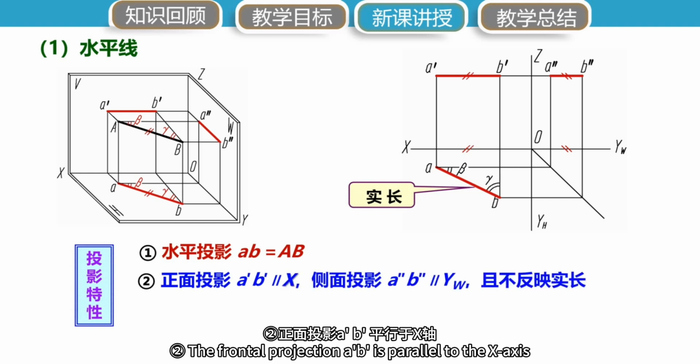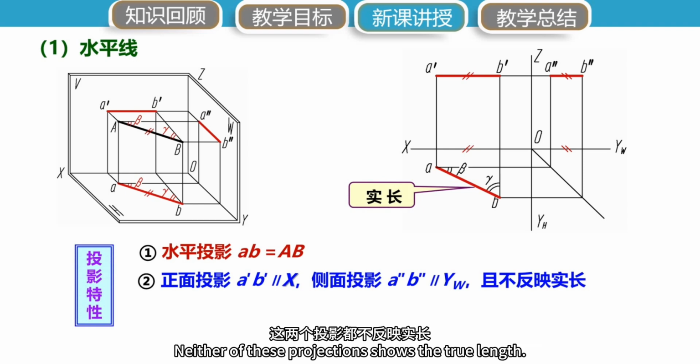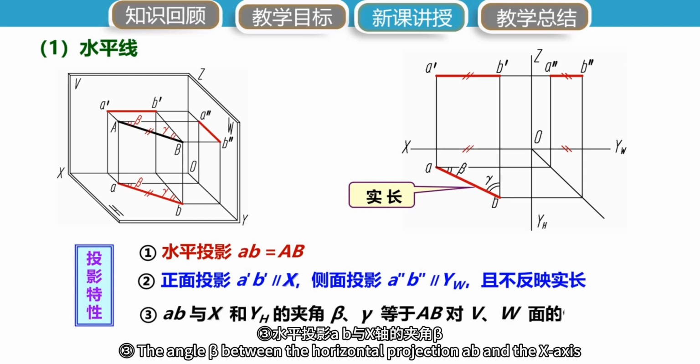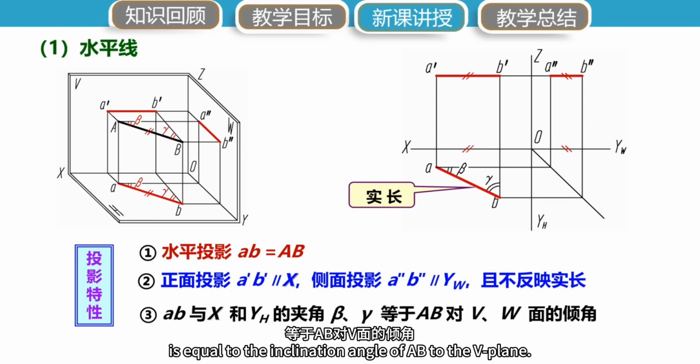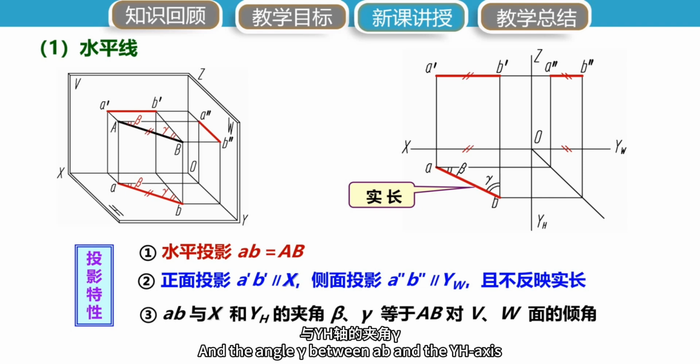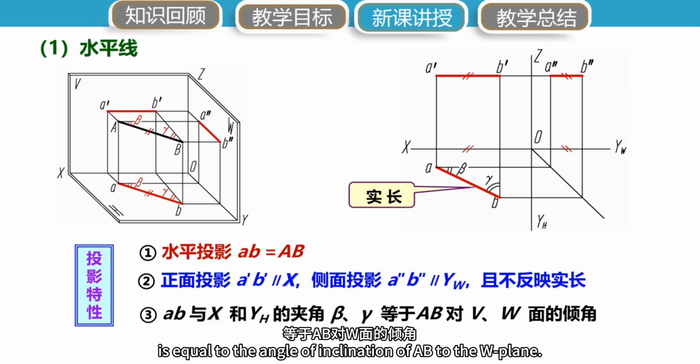Second, the frontal projection a'b' is parallel to the x-axis. And the profile projection a''b'' is parallel to the YW axis. Neither of these projections shows the true length. Third, the angle beta between the horizontal projection ab and the x-axis is equal to the inclination angle of AB to the V-plane. And the angle gamma between ab and the YH axis is equal to the angle of inclination of AB to the W-plane.